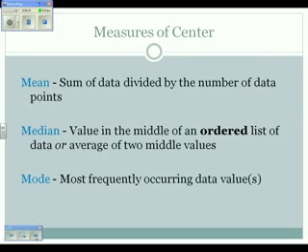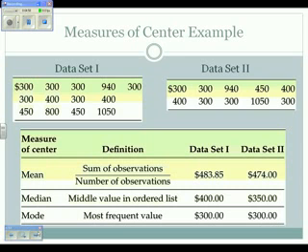You can also have a data set that has several modes. So if the most repeated value is repeated 3 times, but you have 4 or 5 values that are repeated 3 times, and they're all tying to be the mode, then you would have 4 or 5 modes. Or you most commonly will have one mode, the one value that appears the most often.